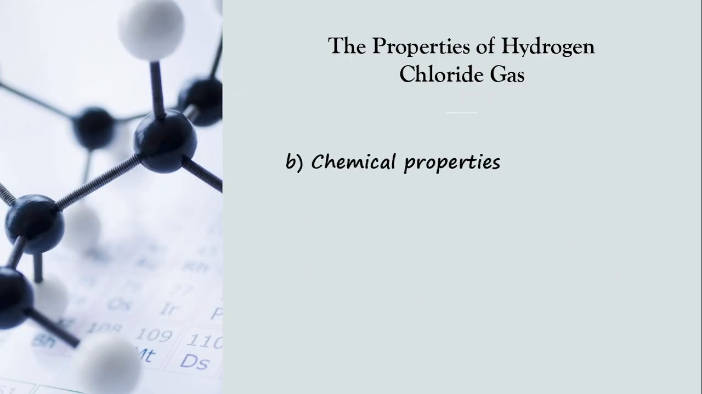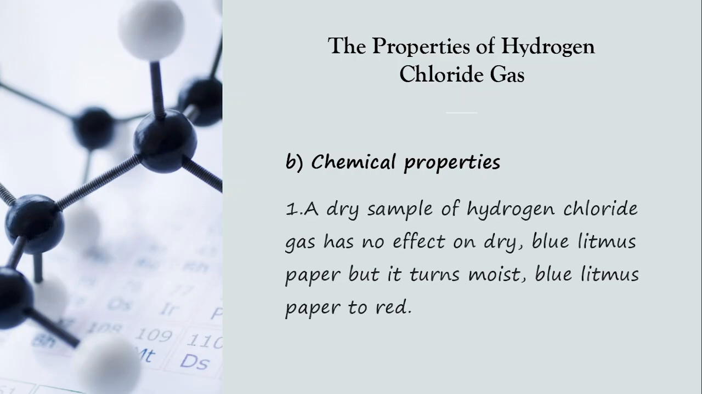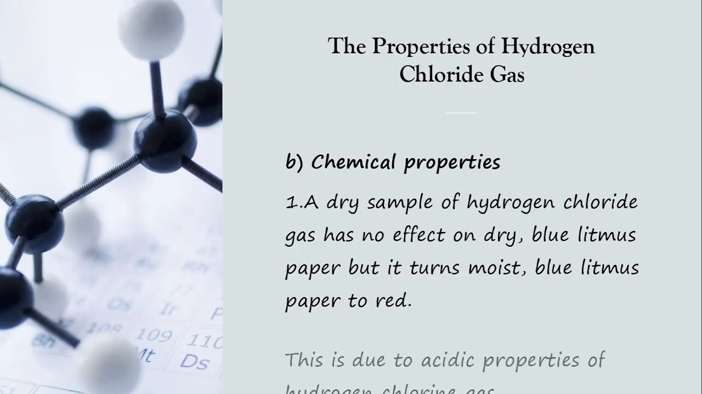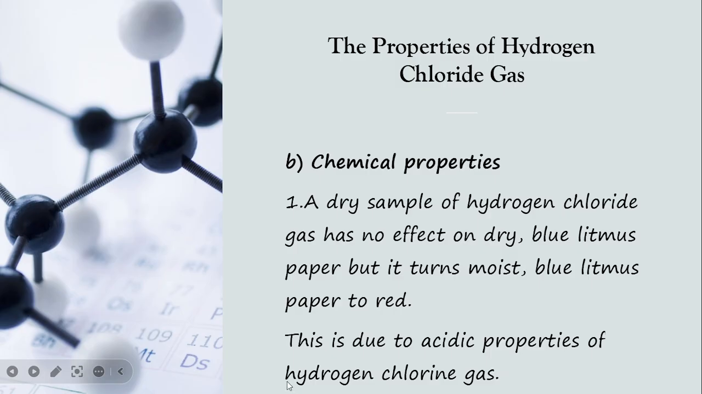Moving on, let's see the chemical properties of hydrogen chloride gas. The first one is that a dry sample of hydrogen chloride gas has no effect on dry blue litmus paper, but it turns moist blue litmus paper red. So this is the first chemical property of this gas. It turns moist blue litmus paper red. This is due to the acidic properties of hydrogen chloride gas. So due to its acidic properties, it has an effect on moist blue litmus paper, turning it to red litmus paper.